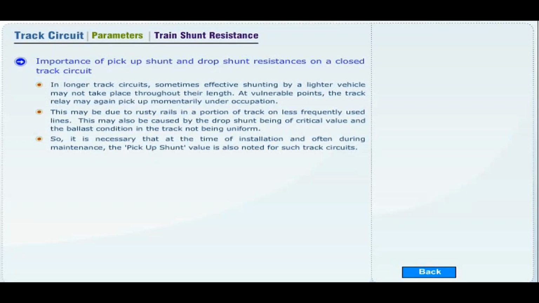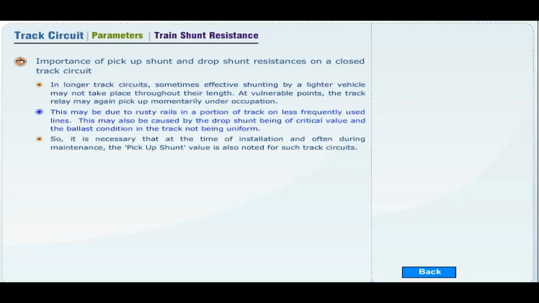Importance of pickup shunt and drop shunt resistance on a closed track circuit. In longer track circuits, sometimes effective shunting by a lighter vehicle may not take place throughout their length. At vulnerable points, the track relay may again pick up momentarily under occupation.